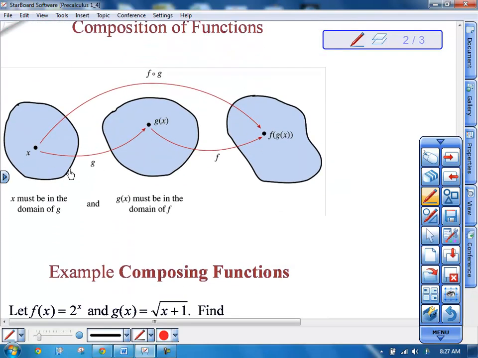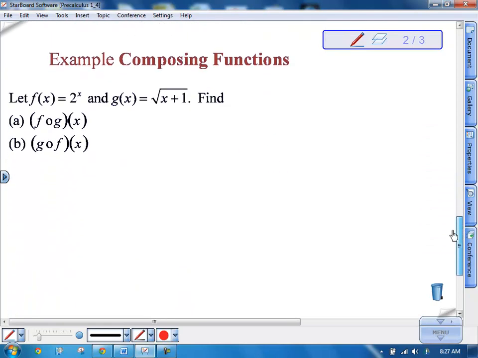So here's a diagram of what it would look like. g of f of x is really just you taking x, evaluating the function g, and then plugging that into function f. All right, so here's an example. If I want to do f of g of x, I take g of x right here, and I plug it right in for f. So I plug it right in there. So this would be 2 raised to the square root of x plus 1.